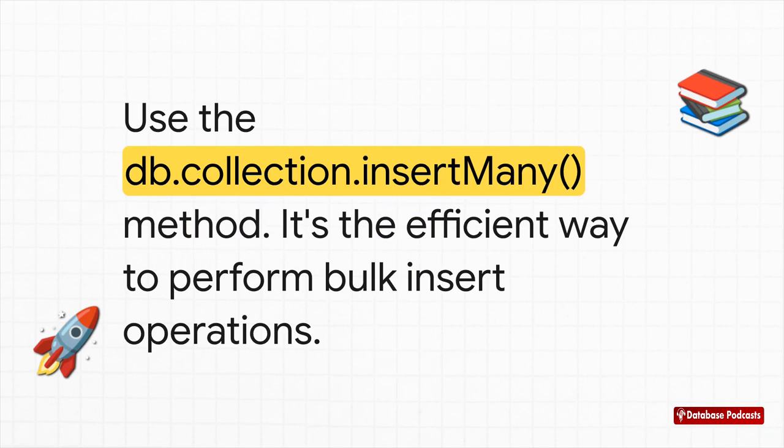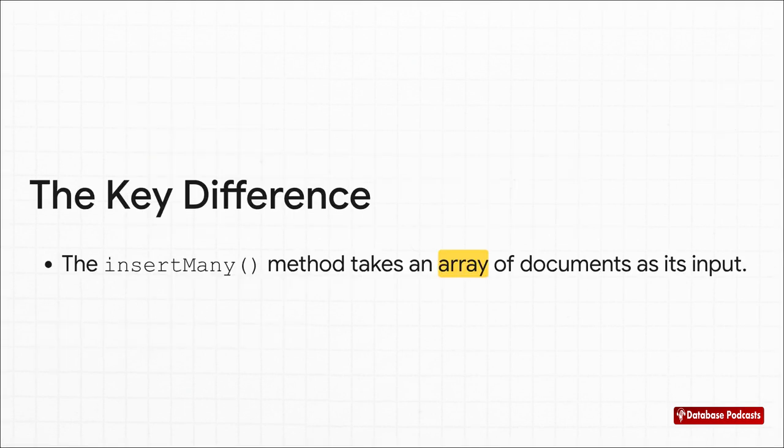So, what's the move when you need to insert a whole bunch of documents at once? Well, just like we had insertOne, MongoDB gives us the equally obvious insertMany method. It's built from the ground up for these kinds of bulk jobs, and it's super efficient. Now, the key difference here is really simple, but it's important to get right. Instead of just one document object, like we did with insertOne, insertMany needs an array of documents. That's it. That's the main change you have to remember.